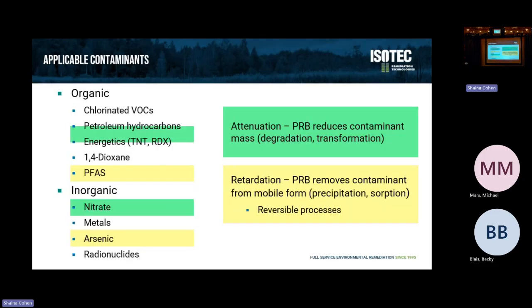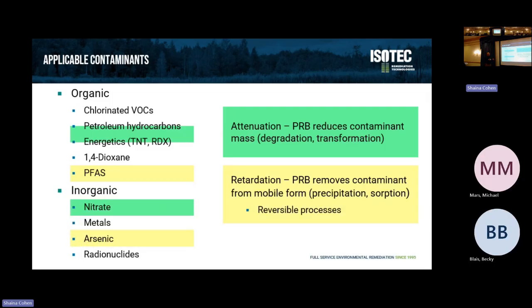So there's many different contaminants that are applicable for PRBs. Some of our common organic contaminants, some of our common inorganic contaminants. But first, I'll start over on the right side with these color boxes. The green contaminants are where the PRB is undergoing attenuation, which is where you're actually reducing the contaminant mass. It can be actual degradation, oxidation, transformation into a different chemical, but this is an irreversible process.